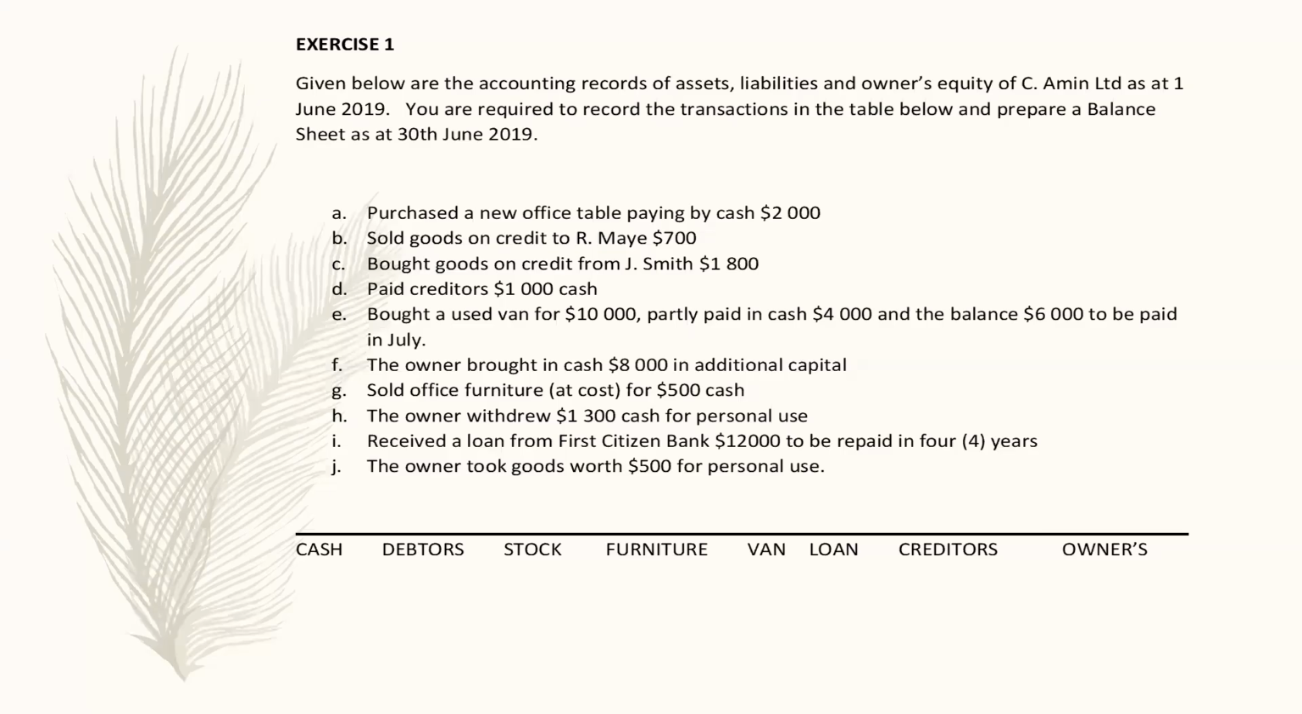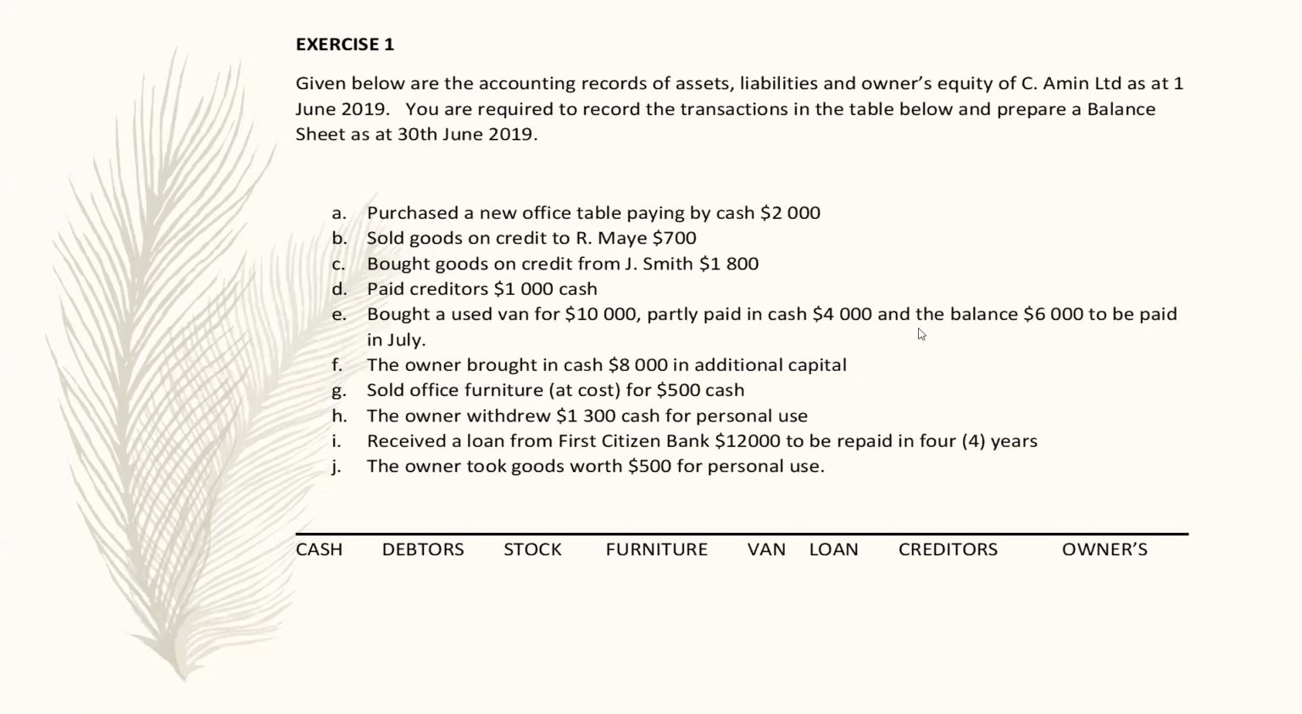Okay, guys, so you all would have had up cash, debtors, stock, furniture, van, loan, creditors, and owner's equity, also known as capital. All right, so we're going to start by applying these transactions to the accounting equation. Of course, you don't have to write it, just go along with me and we are just going to apply the figures.